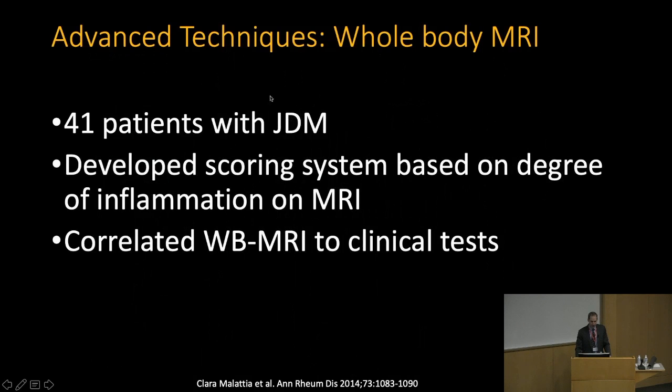In this study of this article, they looked at 41 patients with JDM and developed a scoring system based on the degree of inflammation on MRI, and they correlated whole body MRI to some of the clinical tests that we've heard today.